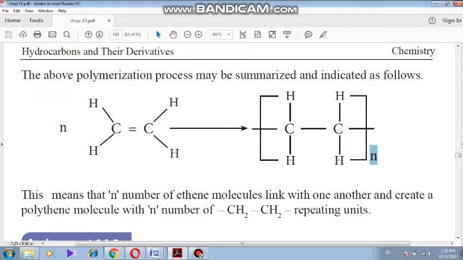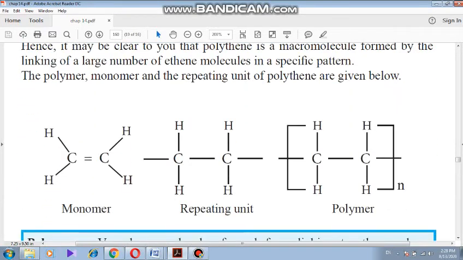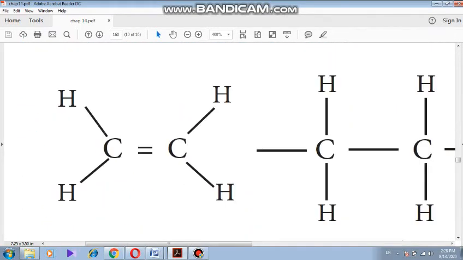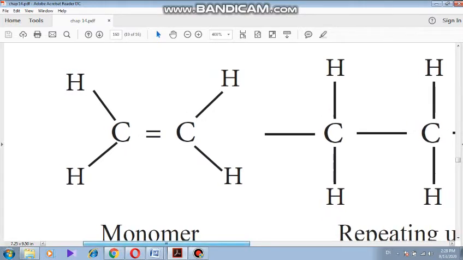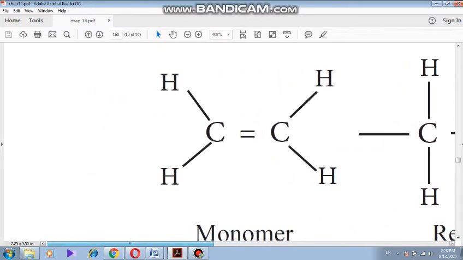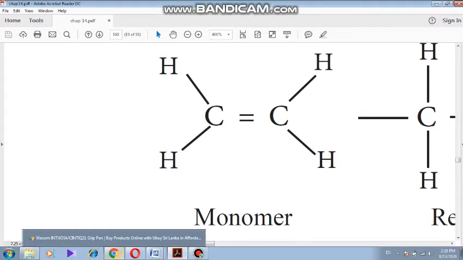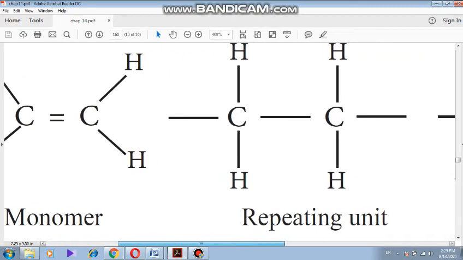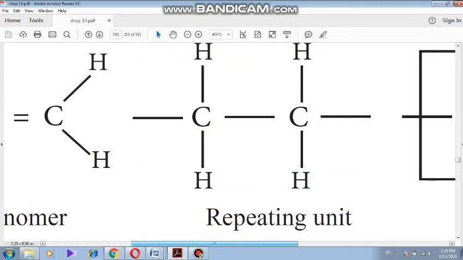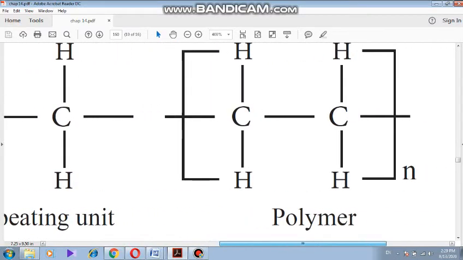From one polymerization, you need to know three things. Who is the monomer? Who is the repeating unit? Who is the polymer? See here, the left side diagram shows you the monomer. This is the repeating unit of polythene. It doesn't have the N or the bracket. This is the polymer. It has the N and the bracket.